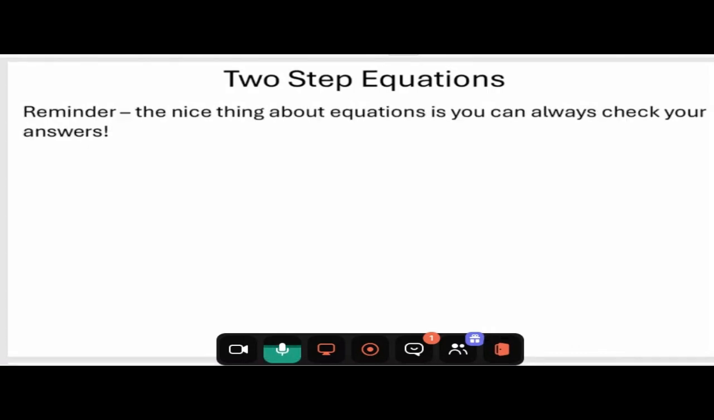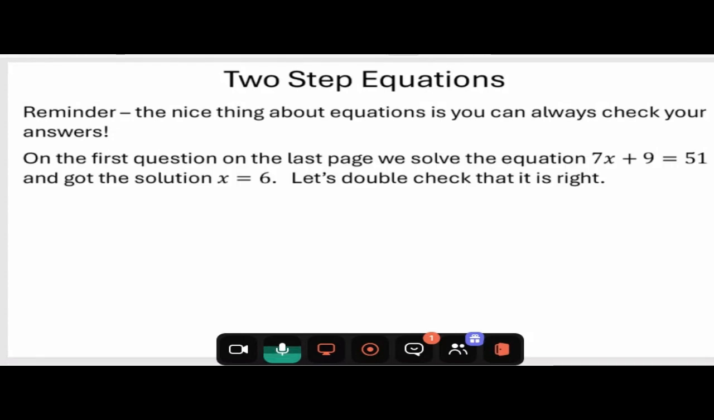All right, and let's never forget that with equations, we have this wonderful ability to actually check on the test if we're right or not. You can't do that with most questions, right? You come up with an answer and you write it down and you hope that you got it right. But with equations, we can always check and see. So for example, the first equation was 7x plus 9 equals 51. We got an answer of x equals 6. Let's double check and see that it's actually right.